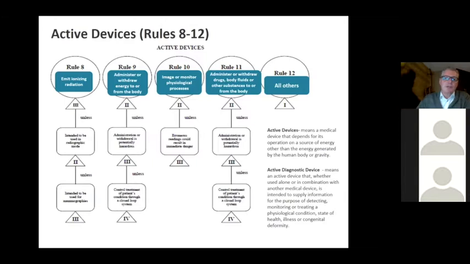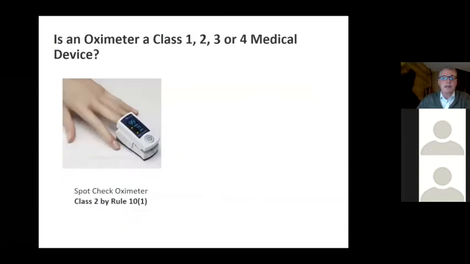In this case, Rule 11 doesn't apply, and since we've already found one that does apply, Rule 10, that means that Rule 12 does not apply since it refers to all others. When we look down from Rule 10, we can see it's a Class 2. There are other provisions that it may apply to, but what we've discovered from this analysis is that the spot check oximeter is a Class 2 by Rule 10.1.